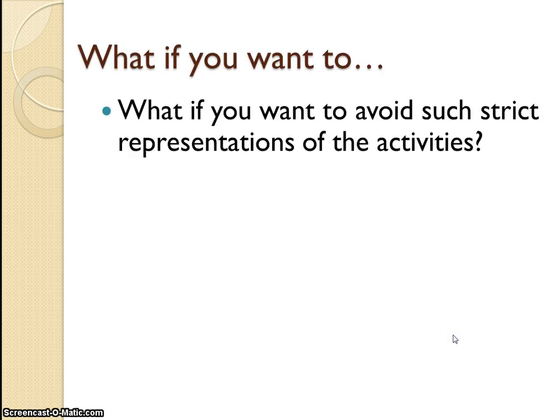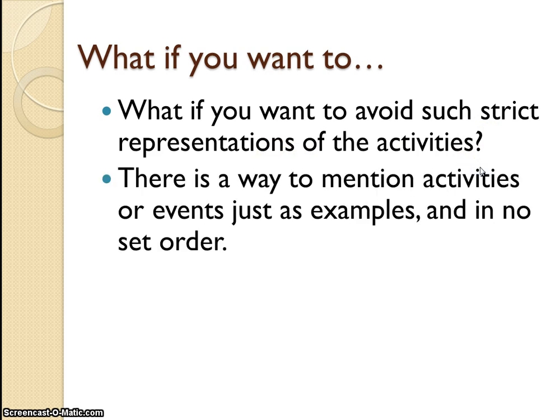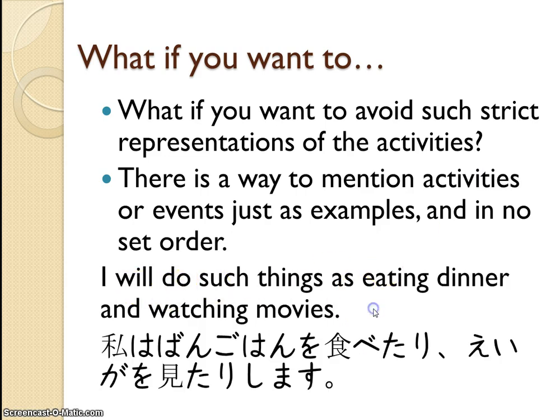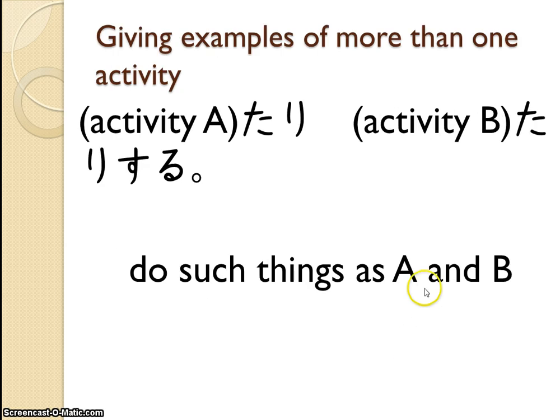Now, what if you want to be a little bit more broad and you want to avoid such strict representations of activities? For example, you don't want to list every single thing you did, but you just want to give examples of things that you've done. In this case, you could say, I do such things as eating dinner and watching movies. So you're listing activities. You're not limited to just eating dinner and watching movies, but you can do so much more beyond that. So in this case, you would use tari.